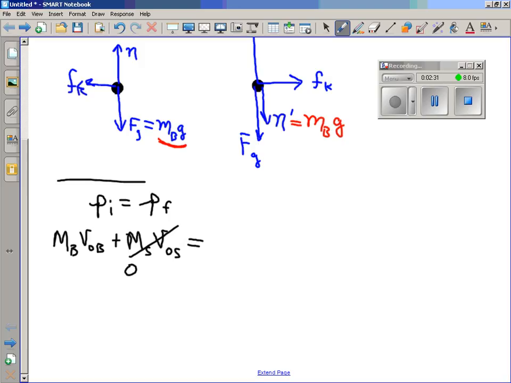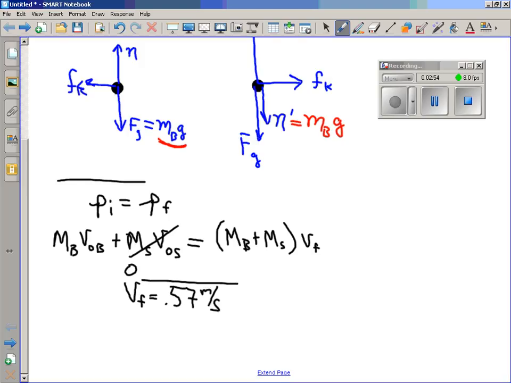And then in the end, the slab and the block are moving together, so I can count them as one object, the mass of the block plus the mass of the slab times whatever their final velocity is. So once you plug in these values, because you know everything, you have one equation, one unknown, you can solve for velocity final and get 0.57 meters per second there.